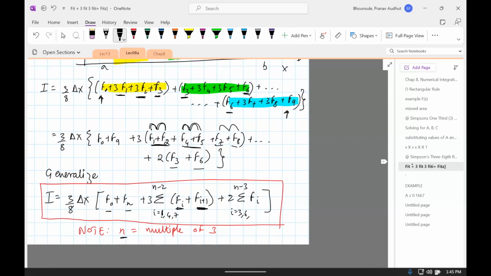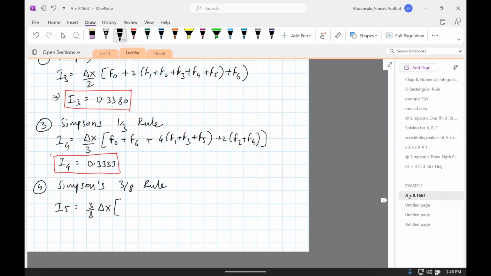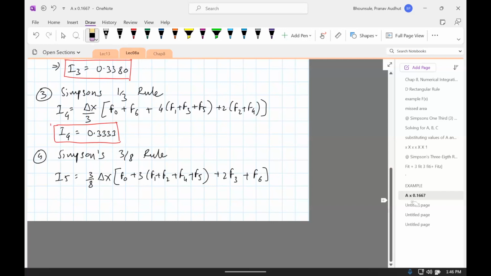By the way, first of all, is n a multiple of 3? It is. 6 is a multiple of 3. So 0 and n will be 6. So everything between 0 and 6 should be here. So we should take the 1 and 4 because they're less than 6. We can't take 7 because 7 is greater than 6. And we need to use 3. So there will be 1 and 4 appearing here and then 3 appearing inside the 2. So using that, we can write F0 plus 3 times F1 plus F2 plus F4 plus F5 plus twice F3 plus F6. Okay, again, using the formula and the values in the table, you get 0.333.